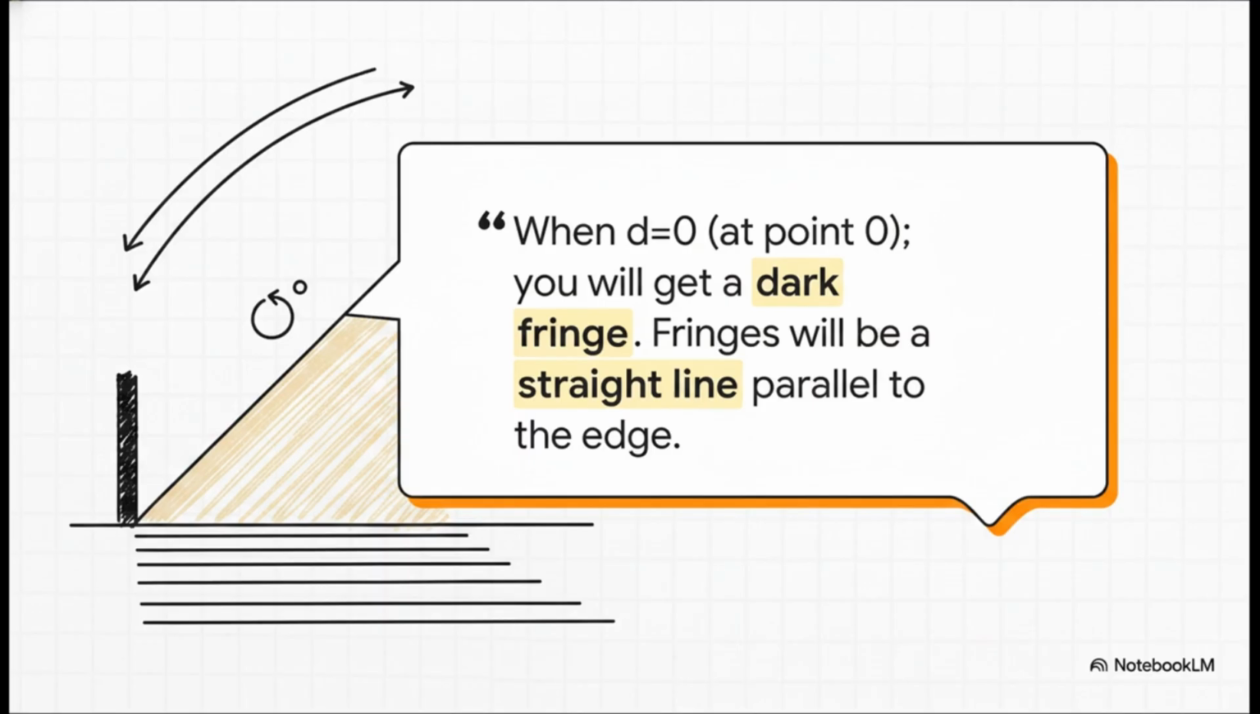Always. Why? Because with 0 thickness, the two light paths are the same length. So the only thing separating them is that 180-degree flip one of them made. That flip guarantees they're perfectly out of sync and will cancel each other out every single time.